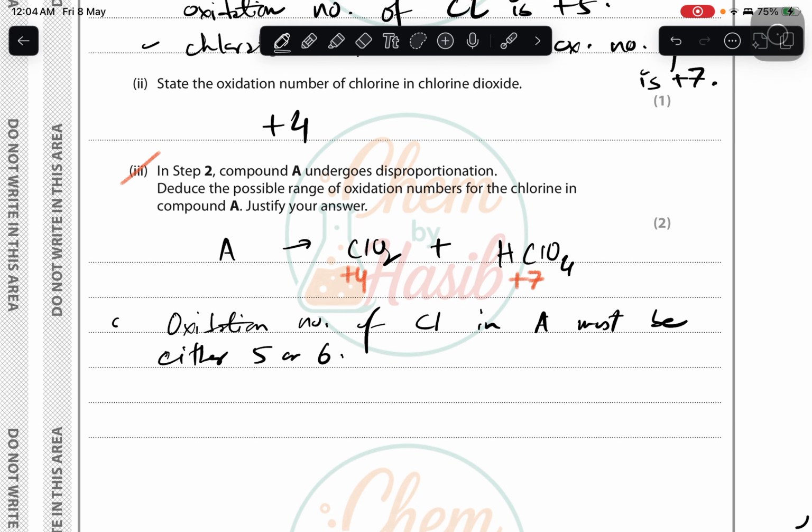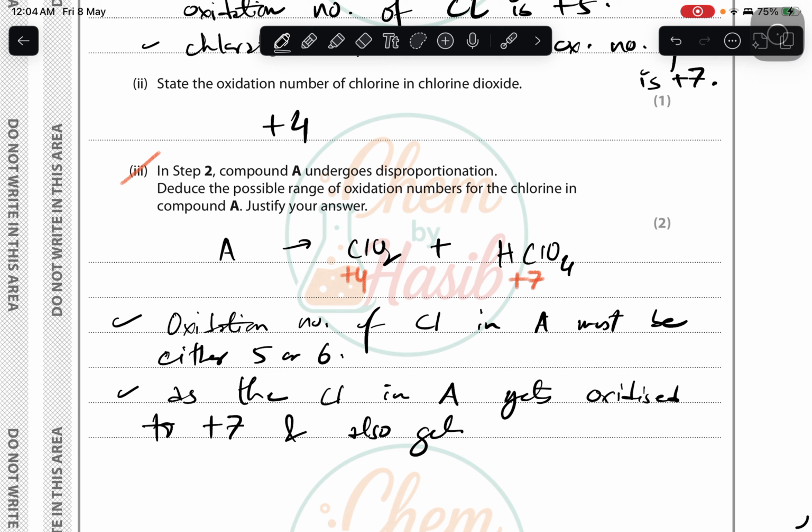Because the reason is, as the Cl in compound A gets oxidized to plus 7 and also gets reduced to plus 4, the oxidation number of chlorine in A must be between 4 and 7, right?